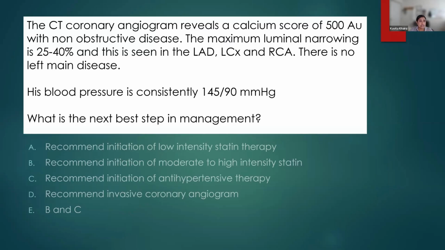Now let's say the CT coronary angiogram reveals a calcium score of 500 Agatston units with non-obstructive disease. The maximal luminal narrowing is only 25 to 40%, seen in multiple vessels. There's no left main disease. His blood pressure is consistently 145/90. What is the next best step in management?